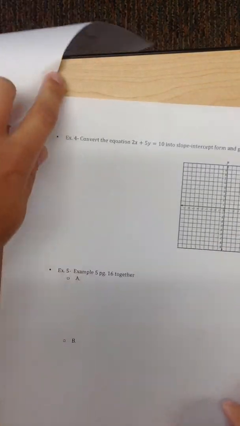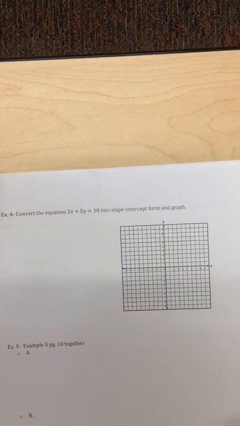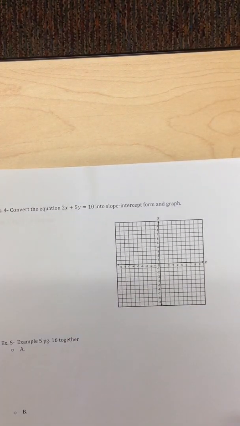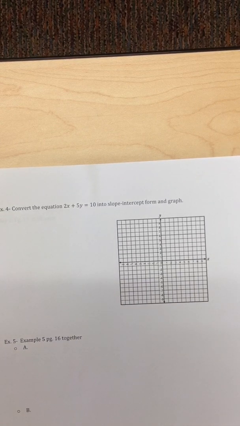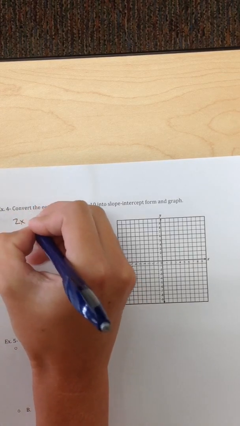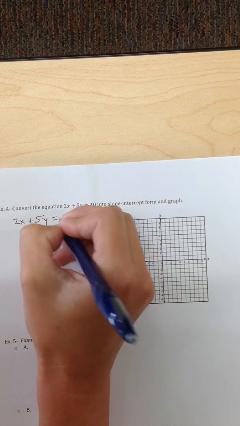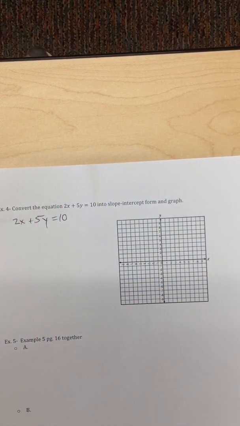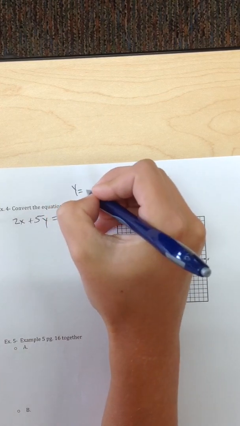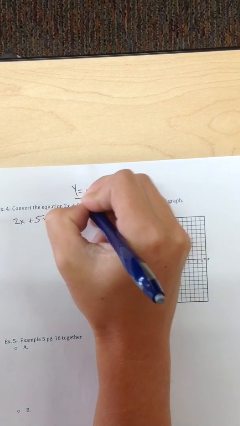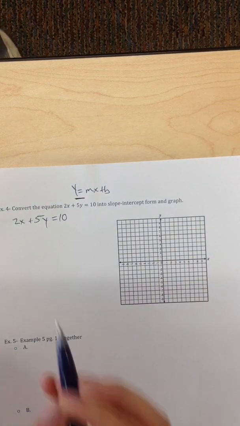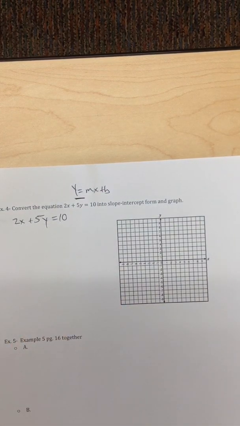Okay, next thing here. Okay, so we are supposed to convert the equation 2x plus 5y is equal to 10 into slope-intercept form, and then we're supposed to take that and graph it. Okay, so 2x plus 5y is equal to 10. Write that down there. Okay, so when I'm trying to get to slope-intercept, so slope-intercept y equals mx plus b, the big thing is getting the y by itself. So basically I need to take the y and get that by itself.